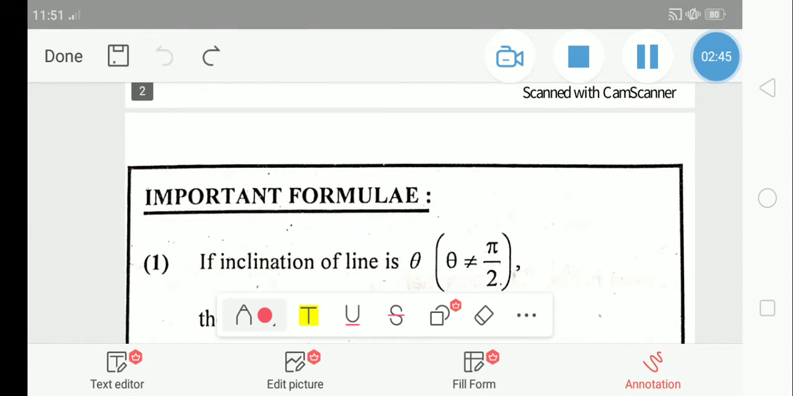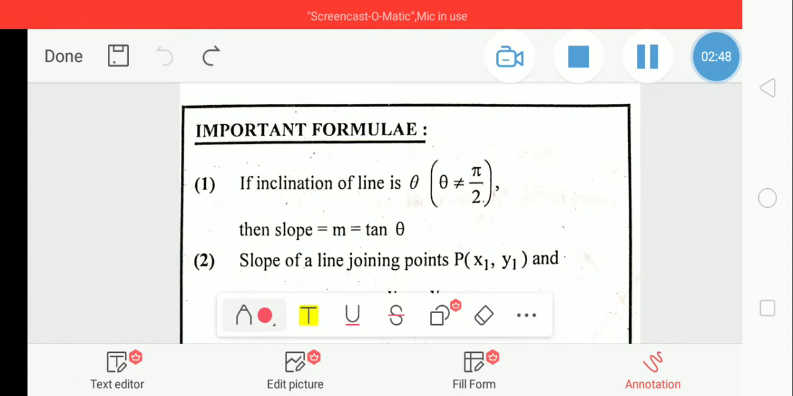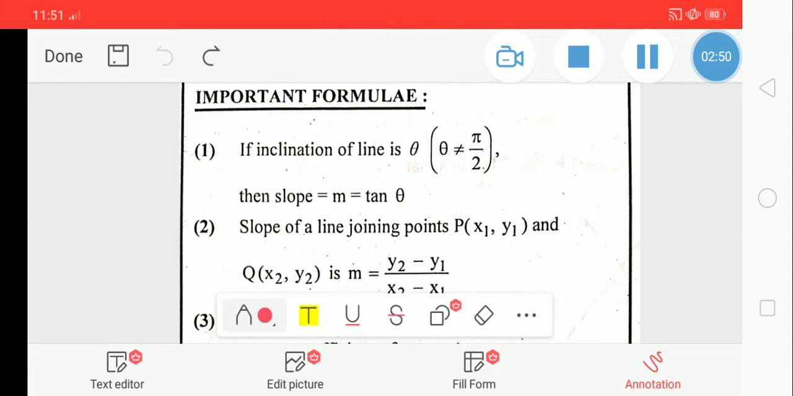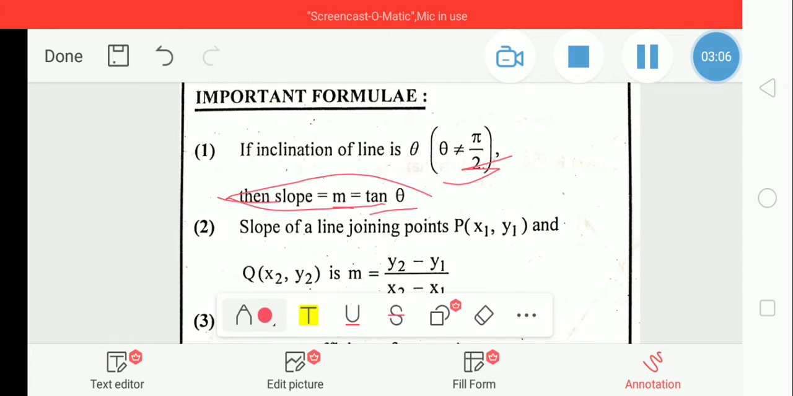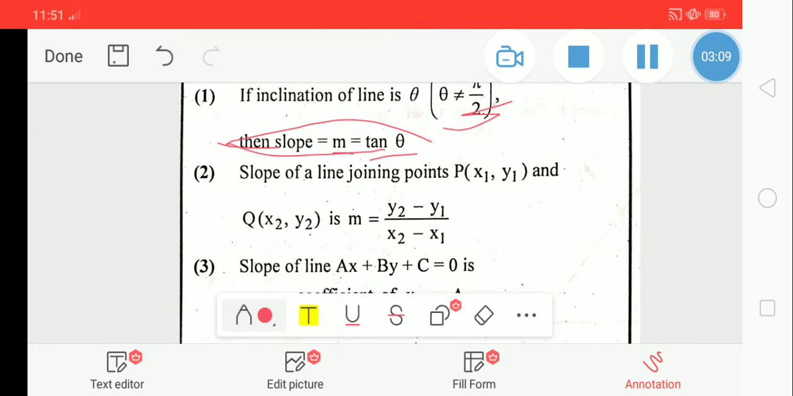So next, inclination of a line theta. Here theta is not equal to pi by 2. Then slope of line, means m, is equal to tan of theta. This is the formula. Now the slope of the line joining points P(x1, y1) and Q(x2, y2) is m equal to y2 minus y1 divided by x2 minus x1.